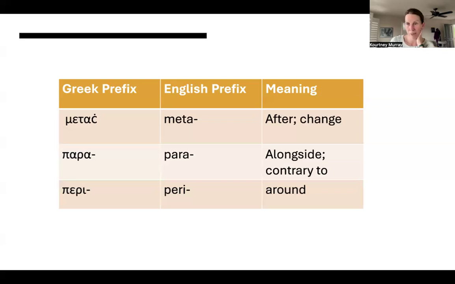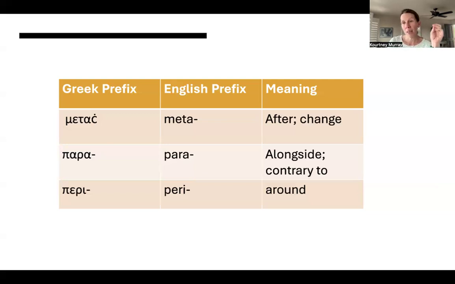Para is one of my favorites, just because it's crazy. And there's a really good example of para, which is paranormal. So para can mean alongside, like next to. So think of parallel lines. Those are lines running alongside each other, right? But paranormal means contrary to normal. So just two very common uses. You can see how the word para means completely different things. So every time you see it, you kind of have to look it up or think about it.